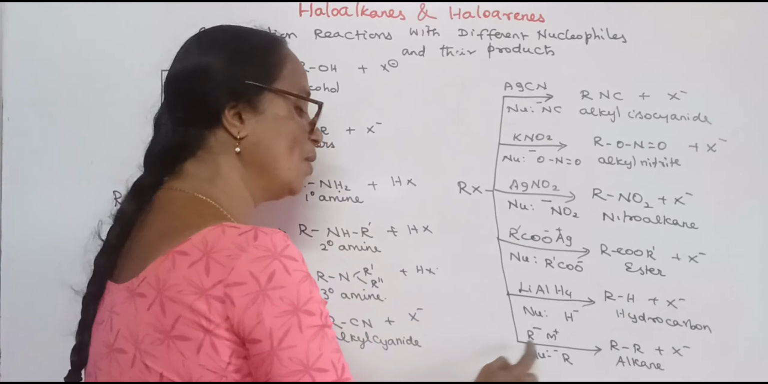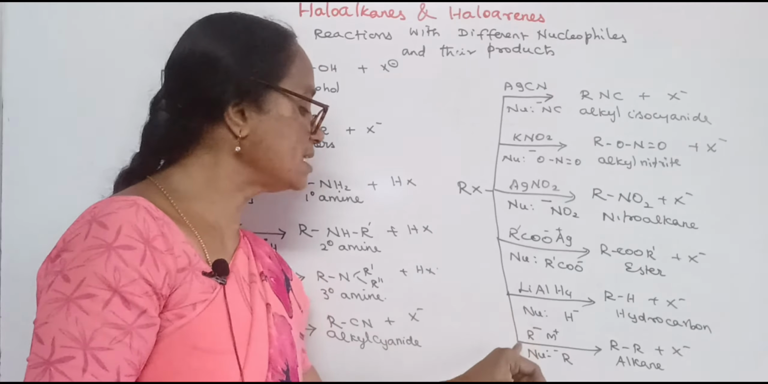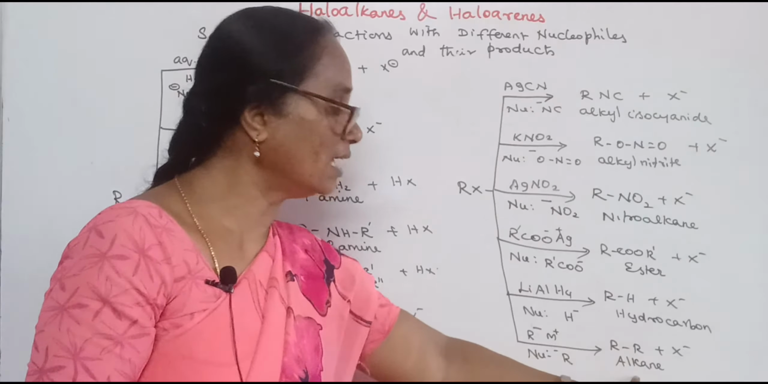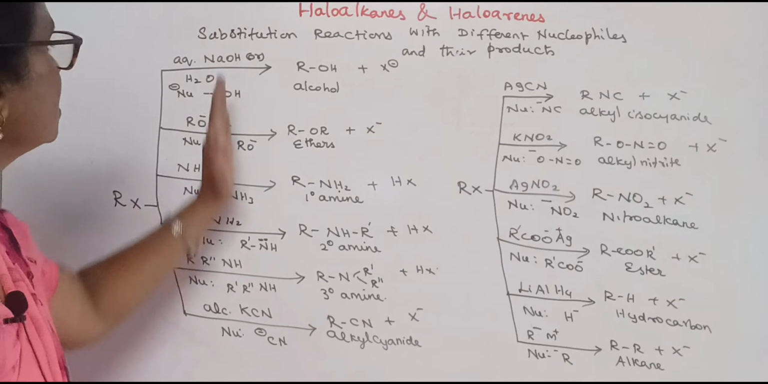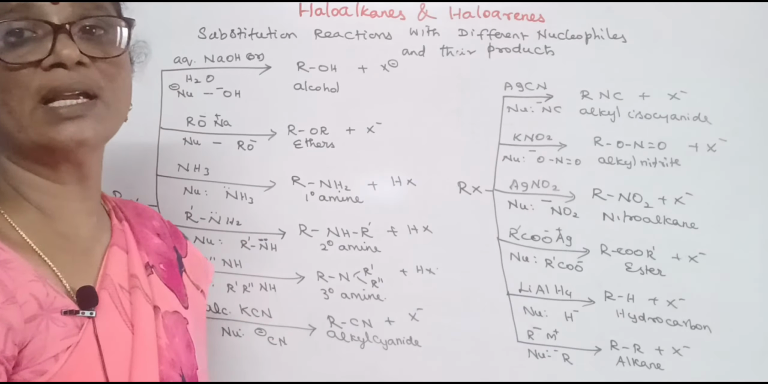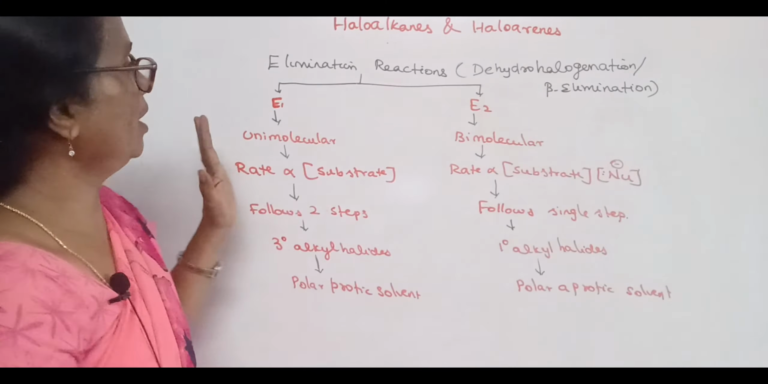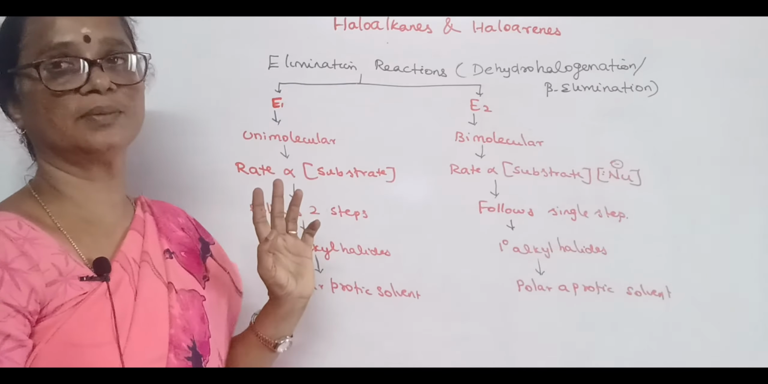Similarly, when we have an alkyl metal, where the alkyl carries the negative charge and the alkyl group behaves as the nucleophile, we will get the higher alkane. So these are the reactions in which, depending on the nucleophile we select, we get the product of the respective compound. The next chemical property of haloalkanes is the elimination reaction.